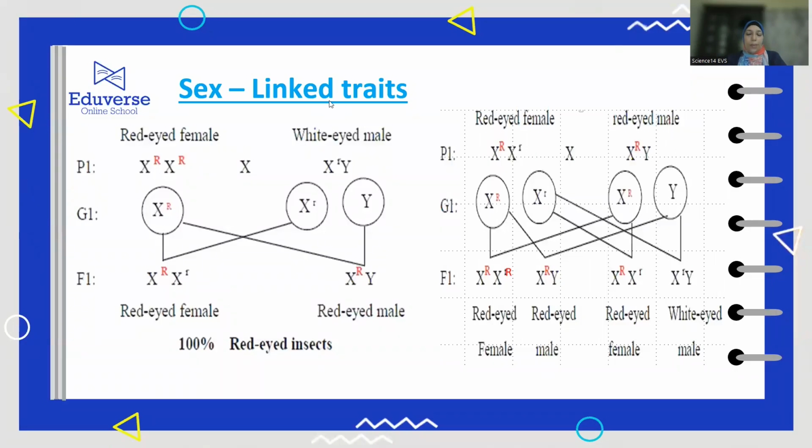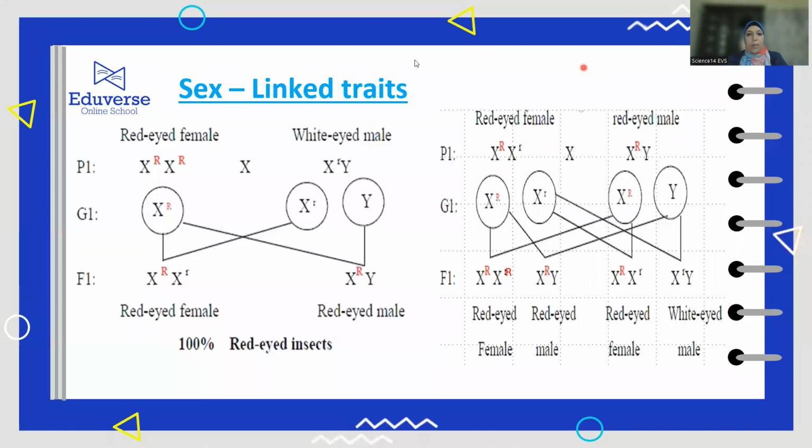Sex-linked traits. These traits are somatic traits, but they are carried on sex chromosomes. The genes which are responsible for the appearance of these traits are expressed on the sex chromosomes. So these traits are called sex-linked traits.